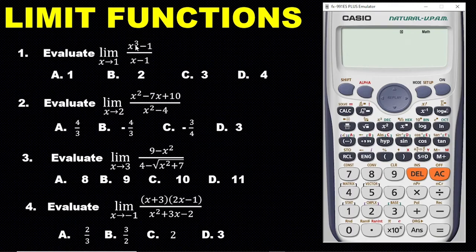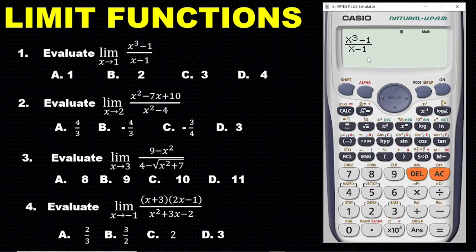So let's enter this. Because we are dealing with a fraction, first click the fraction button. And then we have x cubed, so alpha x cubed, minus 1. We go down, and then we have x, alpha x, minus 1.